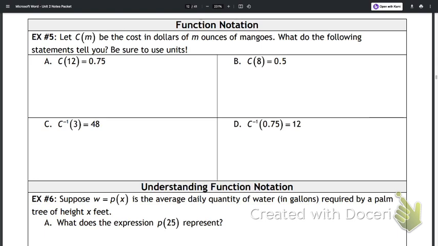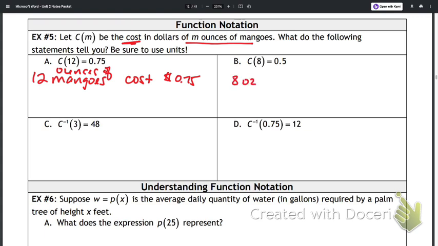Okay, on this next part, this is saying, let C of M be the cost in dollars of M ounces of mangoes. So your C is equal to the cost, and what you're plugging in is the M, the ounces of mangoes. So what do the following statements mean to you? If you plug in 12, 12 ounces of mangoes cost 75 cents is what that's saying. This is saying 8 ounces of mangoes are going to cost 50 cents.